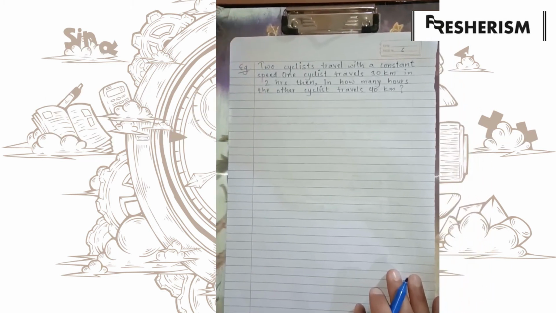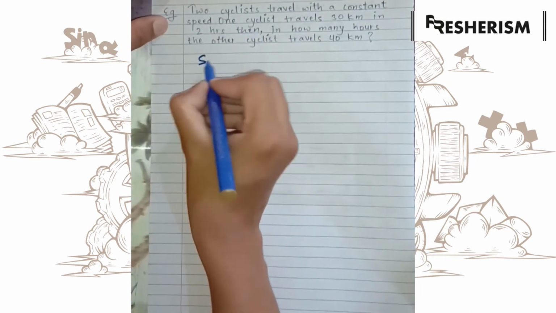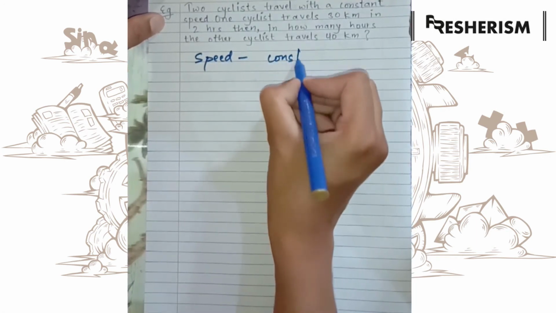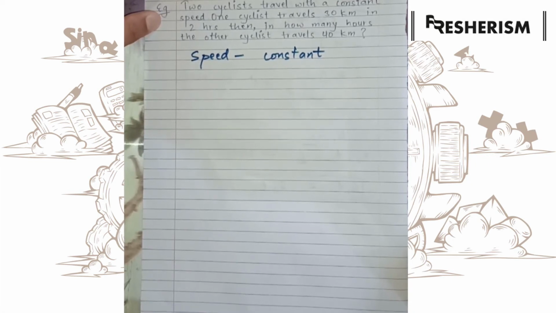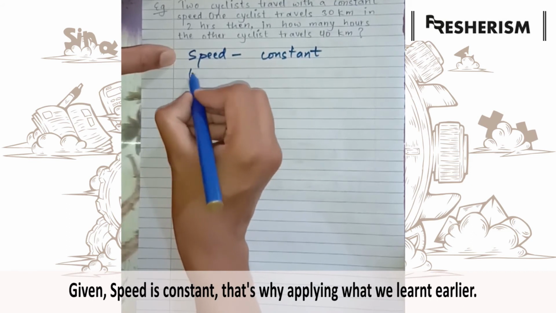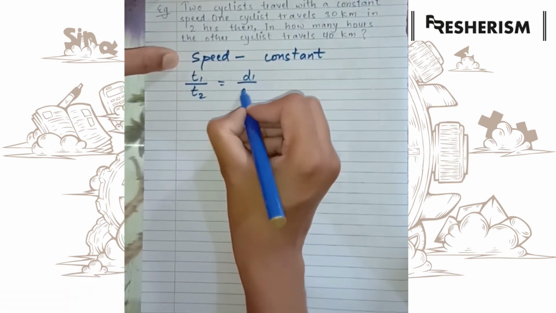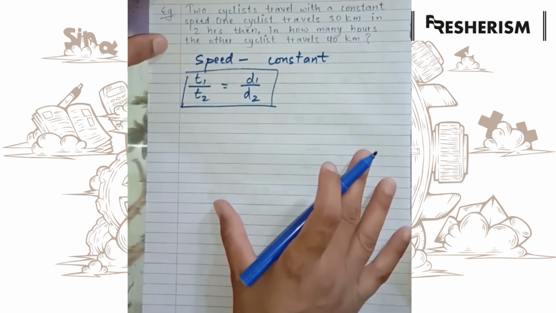So we are going to use the same concept over here. We are given that the speed is constant. And we know that when the speed is constant, the time and distance are directly proportional. So we get the relation t1 by t2 is equal to d1 by d2. We are going to use it over here.